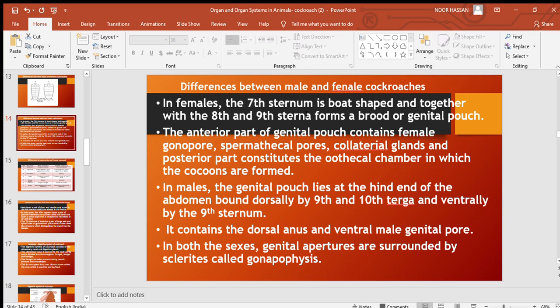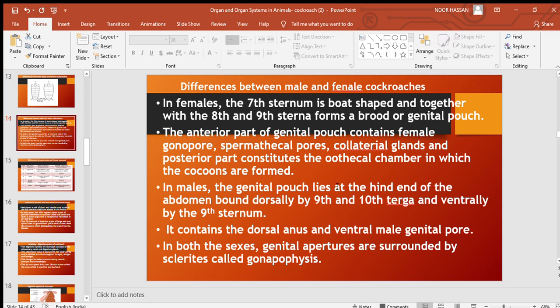The female's seventh sternum is boat shaped and together with the 8th and 9th it forms a brood called the genital pouch. The anterior part of the genital pouch contains the female gonopore, spermathecal pores, and collateral glands, and the posterior part constitutes the oothecal chamber in which cocoons are formed. So these are the structures present in the genital pouch or genital brood: the female gonopore, spermathecal pores, collateral glands, and the posterior part, which constitutes the oothecal chamber in which cocoons are formed, that is, to deposit eggs.